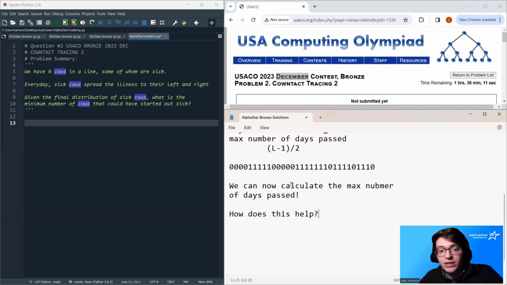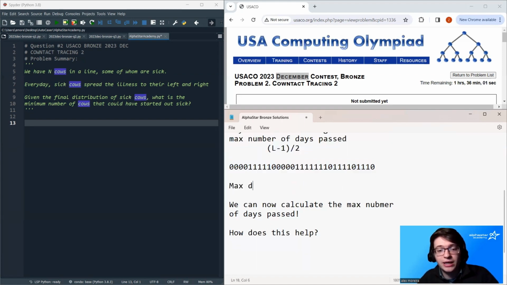Well, using the max number of days passed, we can calculate the minimum number of cows required to produce each interval. So in this example, we saw that the max days passed was 1 because of this interval. And that implies that we need at least 2 cows to produce this interval, right? So we need 2 cows to produce an interval of length 5.